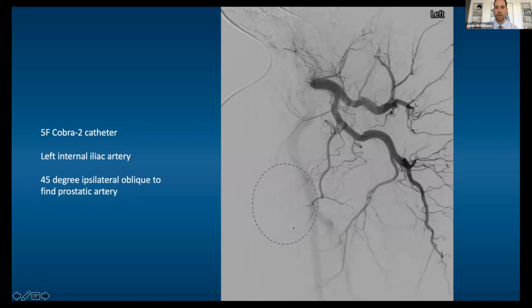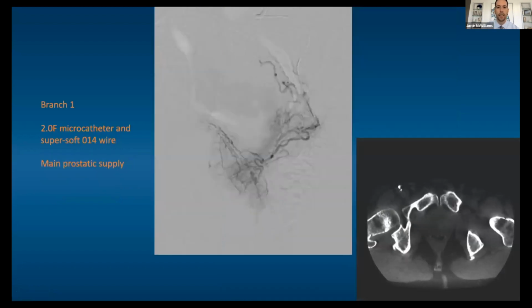So this is where the prostate's going to sit. And we look for arteries that are going in that direction. And actually, there's a few in this case, which made it a bit complicated. Three arteries are kind of headed that direction. In that case, we often super select each one and check each one. So here was the first one.